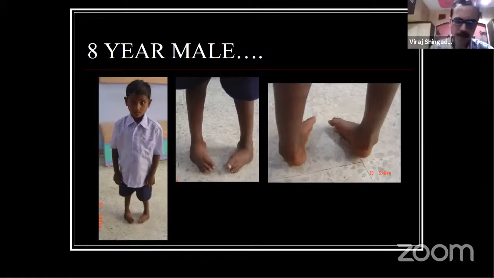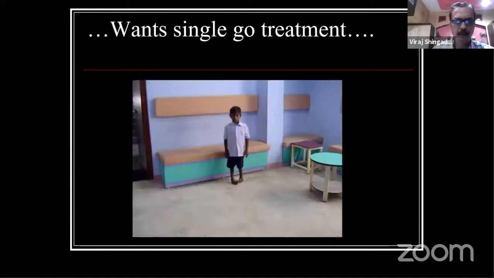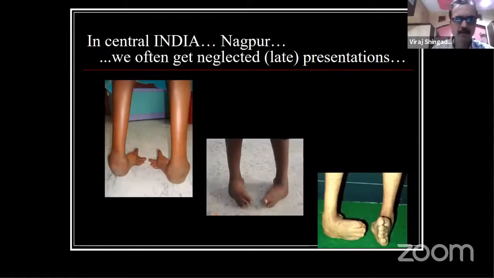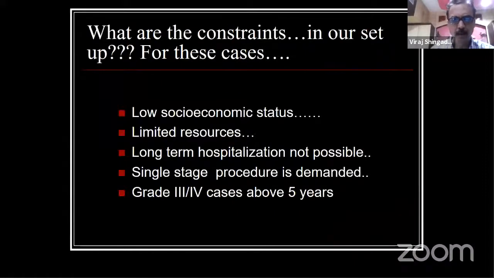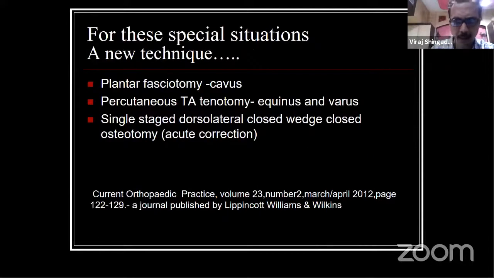So our approach is the same. For Demiglio 1 or 2 deformities or the flexible variety, we still go ahead with the Ponseti correction, casting, and then a mini-invasive procedure. But for those who are rigid, we'll just briefly go a little faster. We get a lot of neglected, delayed presentation or recurrent feet where people have operated and 2, 3, or maybe 4 surgeries have been performed. Most of them come from a low socioeconomic background with limited resources, long-term hospitalization is not possible, and they want a single stage procedure. I'm talking about the rigid variety, grade 3 or 4 cases.